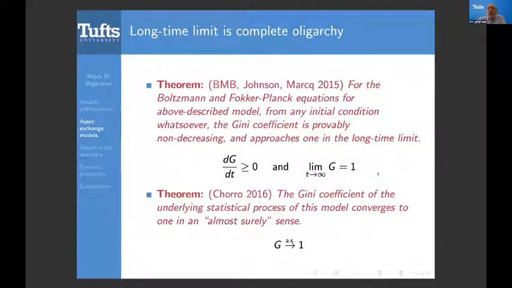To make this more rigorous is not that easy. For the Boltzmann and the Fokker-Planck equations for that process, we showed in 2015 that the Gini coefficient effectively functions like Boltzmann's H theorem. This dynamics is guaranteed to increase the Gini when it's away from equilibrium, and its equilibrium is one where the Gini is 1. 1 year later, Christophe Chorro at the Sorbonne demonstrated that even for the underlying statistical process, G approaches 1 almost surely in the technical sense of that term.